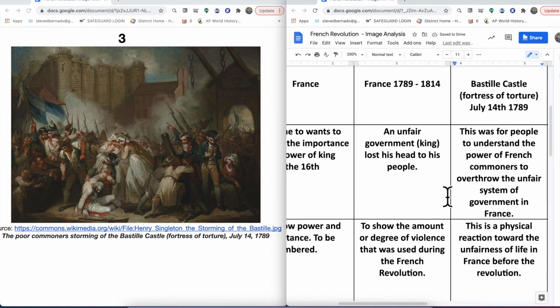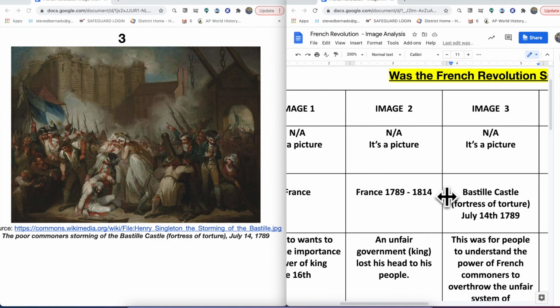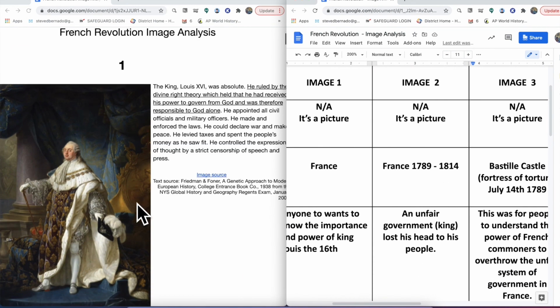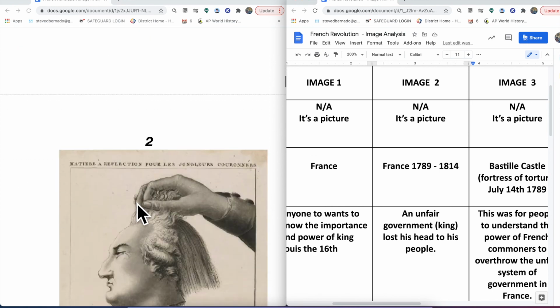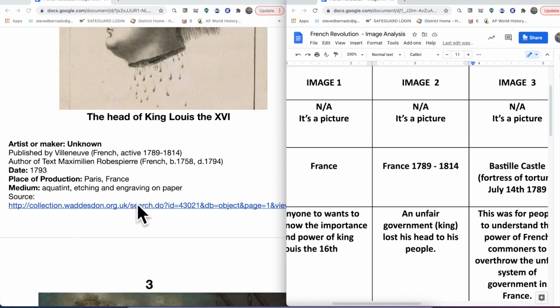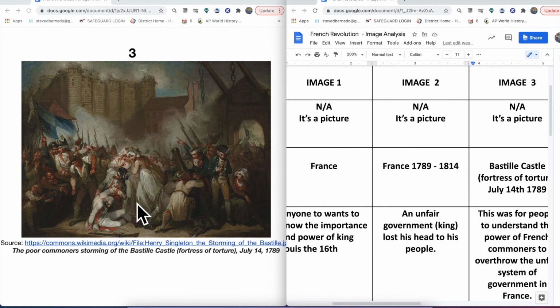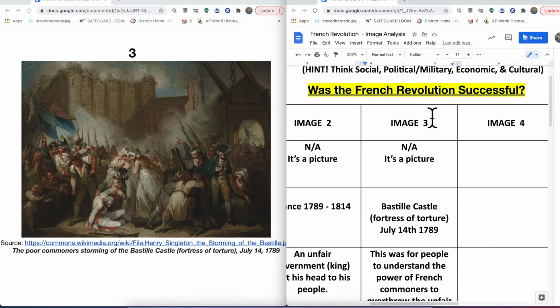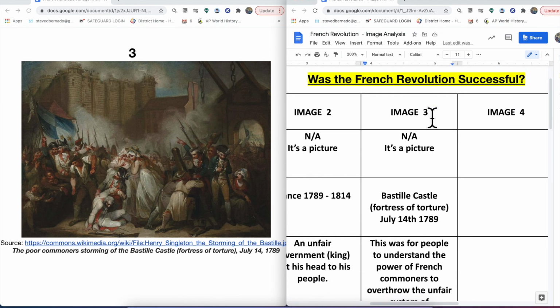All right, there you go. So now you have image 1, image 2, and image 3. Was the French Revolution successful? And that's the question we need to keep in mind. So you have an unfair king and an unfair system of life, and he's beheaded. And the people take action to overthrow the unfair government, to change society. Were they successful? You need to look at images 4, 5, and 6 to decide for yourself if the French Revolution was successful. And it's very interesting, by the time you get to document 6, it's really going to challenge you to think, was the French Revolution successful?